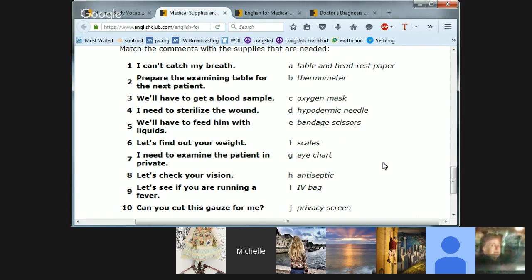Yeah, good job. Okay, so Aka, I'm going to ask you to try number four. I need to sterilize the wound. Sterilize the wound. Maybe table and headrest paper?